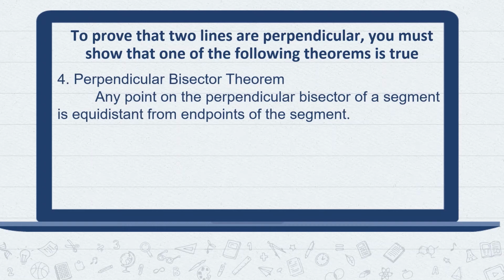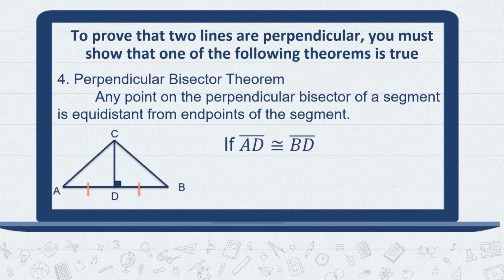Next is the perpendicular bisector theorem. Any point on the perpendicular bisector of a segment is equidistant from the endpoints of the segment. So let's say we have segment AB and segment CD, which are perpendicular to each other, and then connecting CA and CB. Now, if AD is congruent to BD, then we can say that CA is congruent to CB.